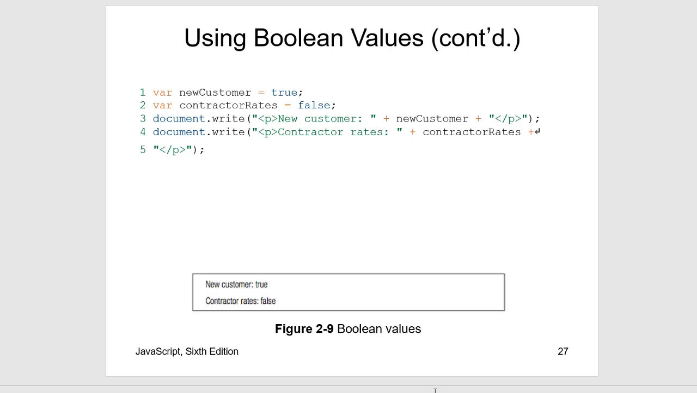Here's an example of a use of Boolean values, true and false, and where that could be applied.